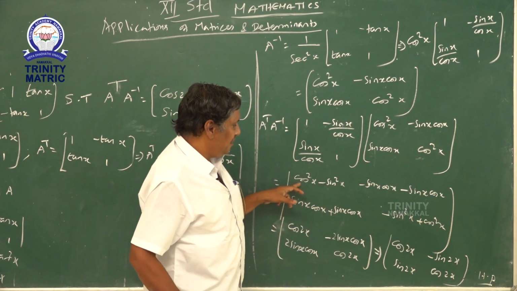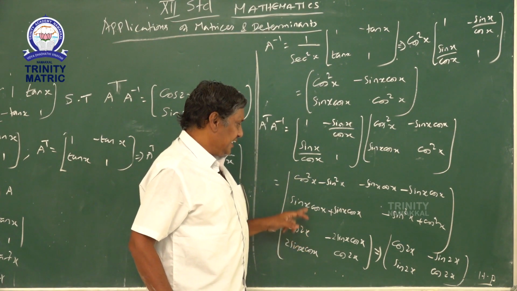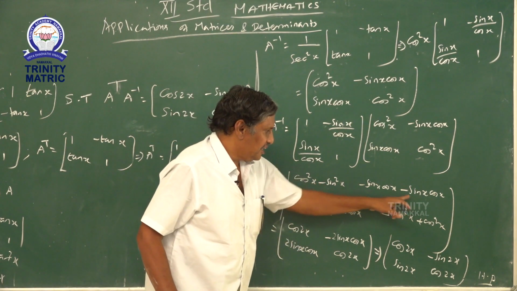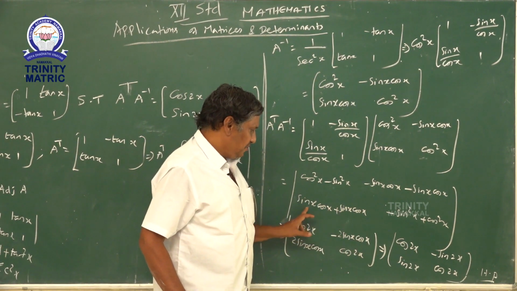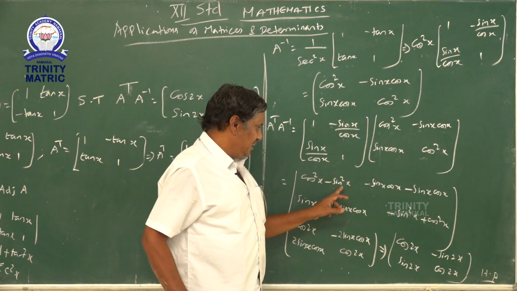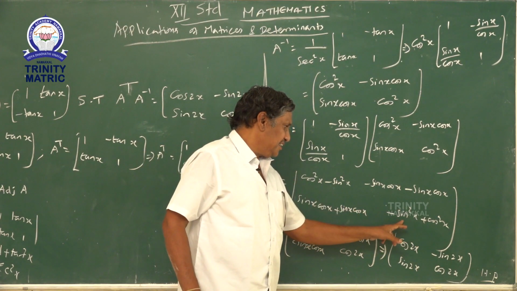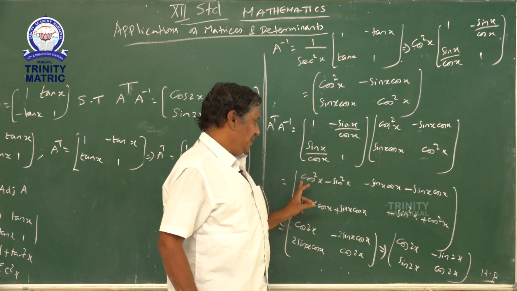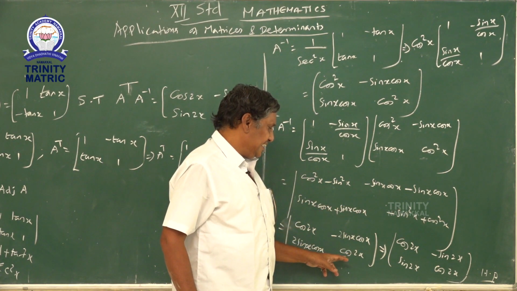We know this trigonometric identity: cos square theta minus sin square theta is nothing but cos 2 theta. Here cos square x minus sin square x is cos 2x. Here both terms are the same, so we put minus 2 sin x cos x. Same thing here, 2 sin x cos x. The same identity applies, so we can write it as cos 2x. Both are the same.